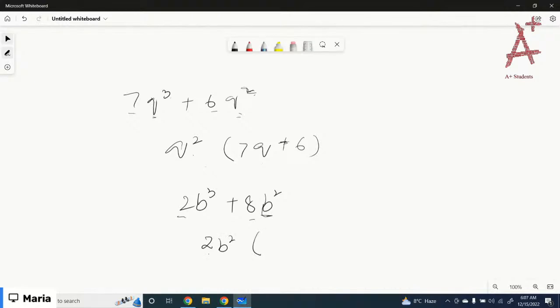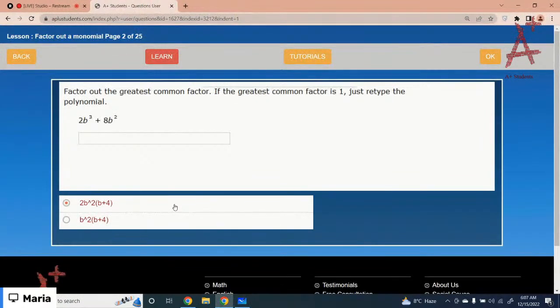So you're left with 2 outside the bracket, and also b square is outside the bracket. So 3 minus 2, 2 powers are outside, so it will be just 1. That means you are left with just b inside. Then 2 times what number makes 8? 2 times 4 makes 8. So b square and b square are outside the bracket. So you're left with 2b square times b plus 4. If you multiply the number that is outside with everything that is inside, you can check. It would be 2b squared times b plus 4. The first option it is, just select the correct option, then click on the OK button.